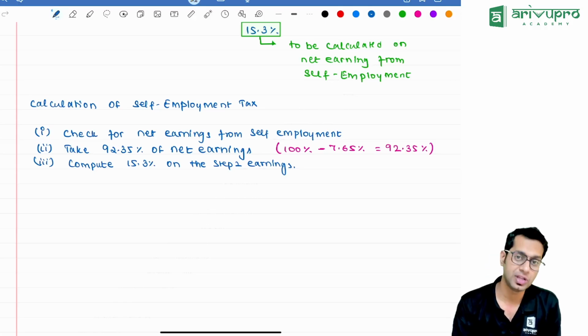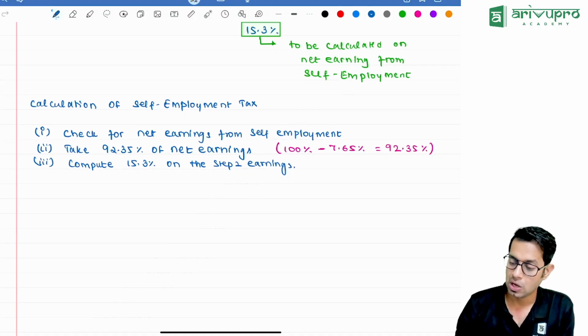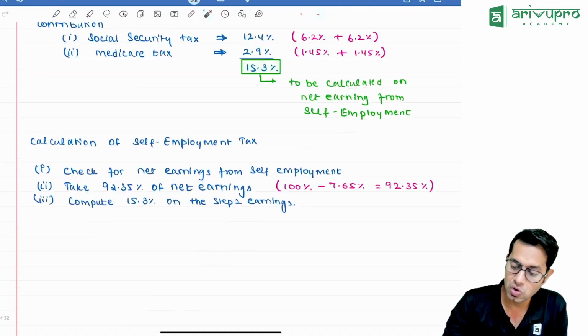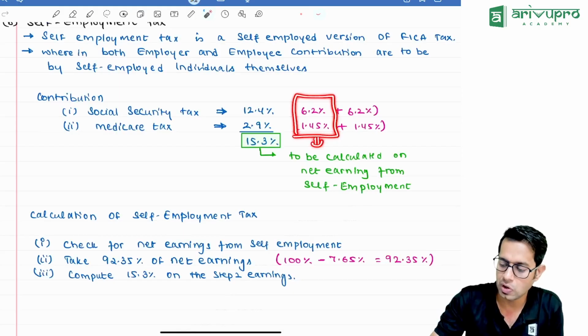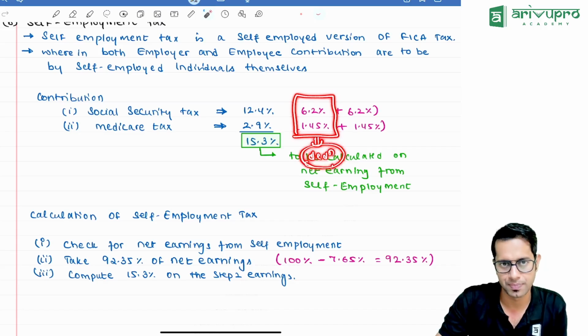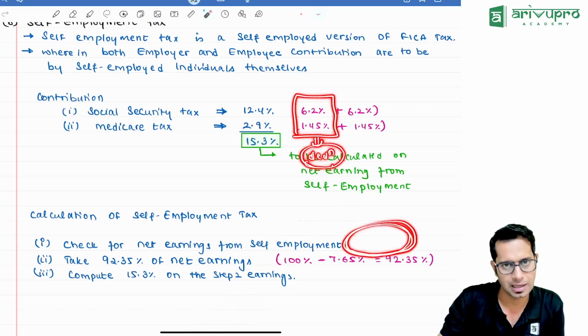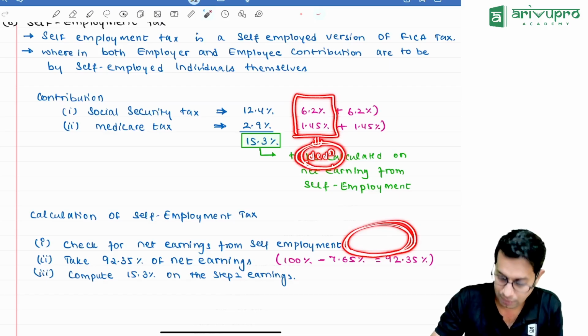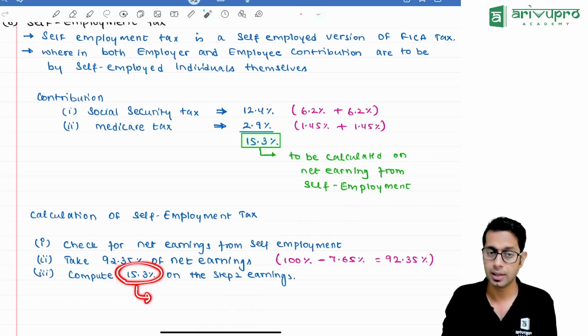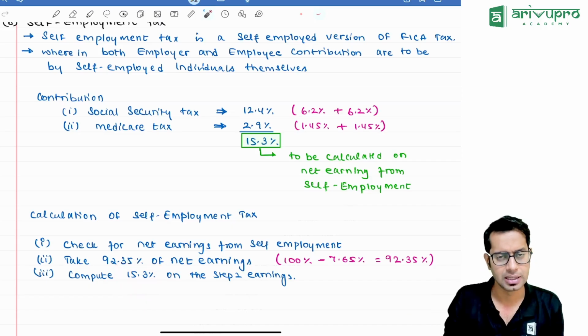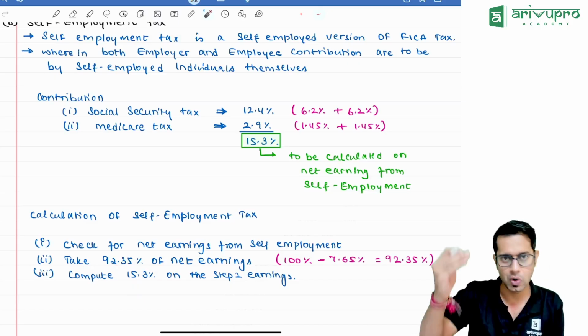Now here one beautiful thing will happen. What is that beautiful thing, sir? Whatever amount you have contributed, you are making double contribution, correct? Half of the contribution will be given to you as deduction while computing your taxable income. So you'll take the entire gross income which you have earned, but half of the contribution which is made by you. Whatever contribution you are making, 15.3%, half of this will be given to you as deduction.